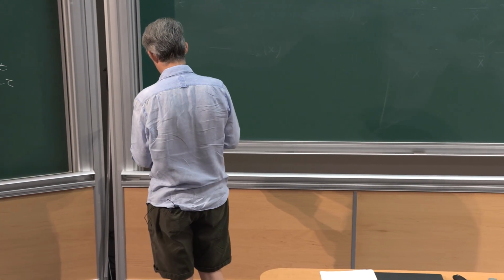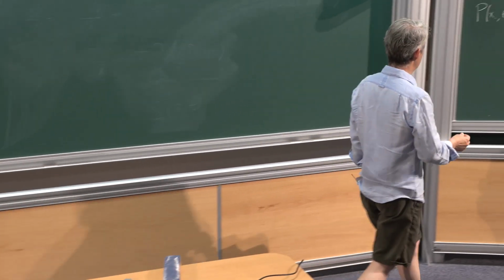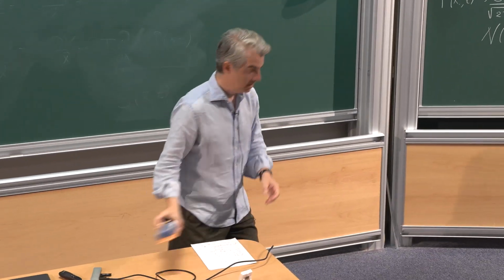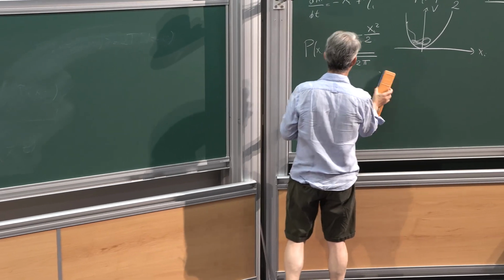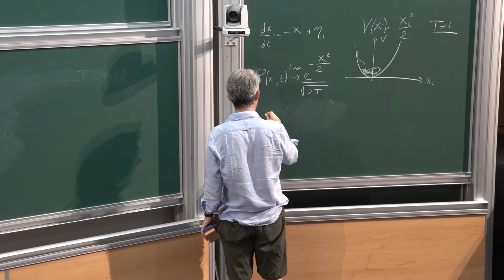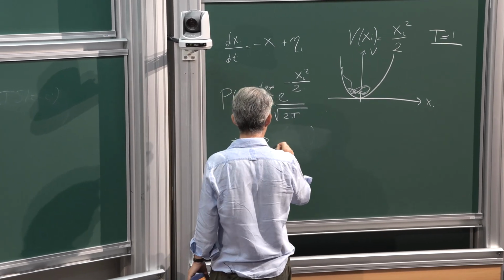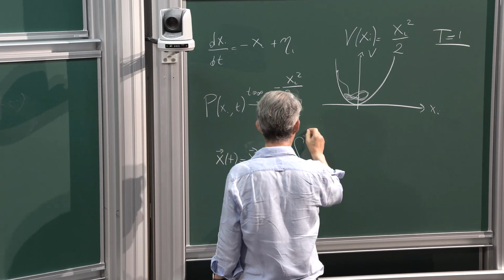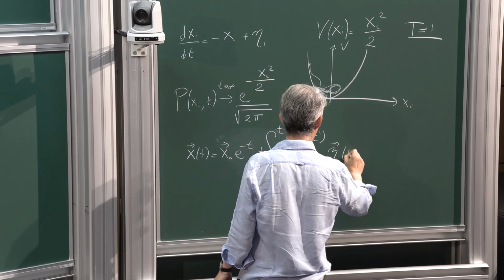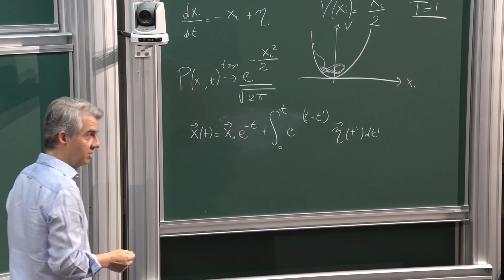Something that I didn't tell you, which I will do now because it's useful, is another way to see this. If you integrate this Ornstein-Uhlenbeck equation, you get that x at time t is equal to x0 times exponential of minus t, plus the integral between 0 and t of exponential of minus t prime, eta of t prime, dt prime. This is the solution of this equation with the initial condition x0.